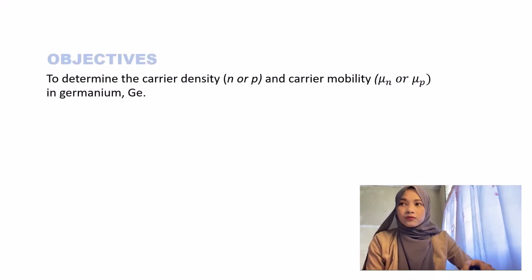So, the objective of this experiment is to determine the carrier density N or P and carrier mobility in germanium, Ge. Next, we continue to the introduction of this experiment. The introduction of this experiment is about the Hall effect. So what is the Hall effect?